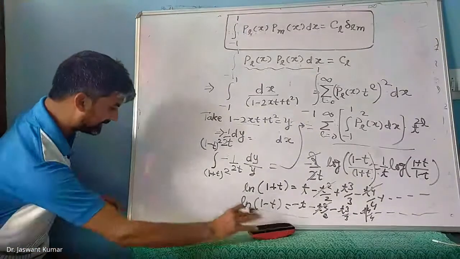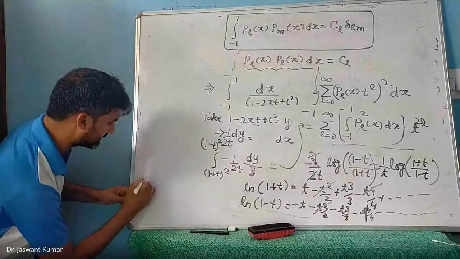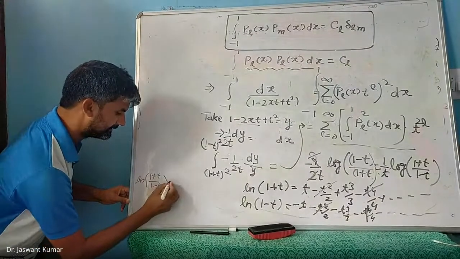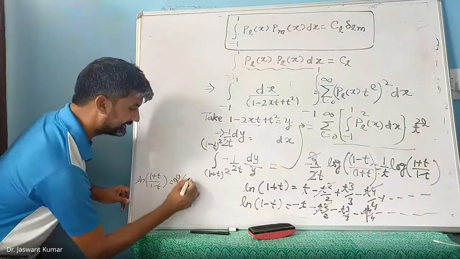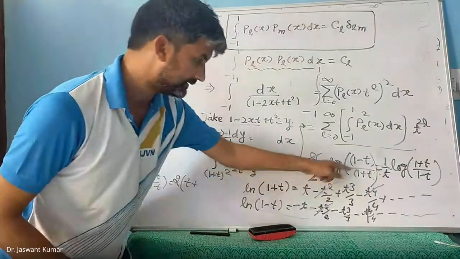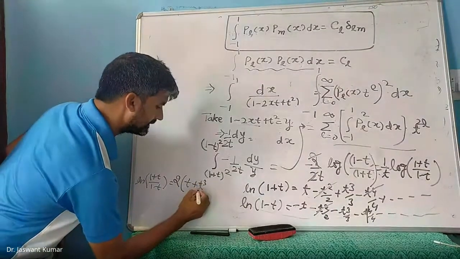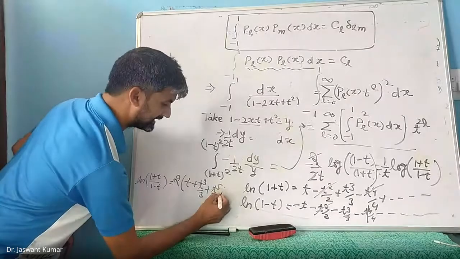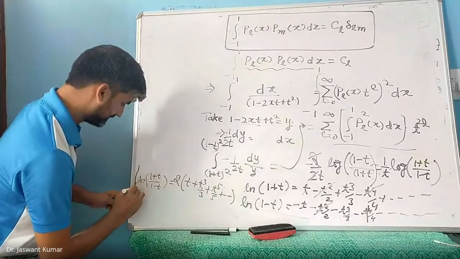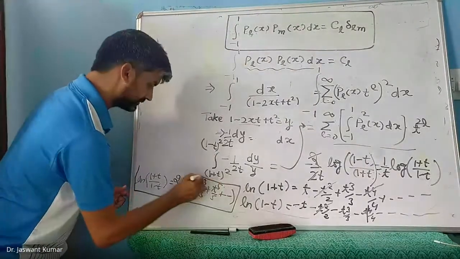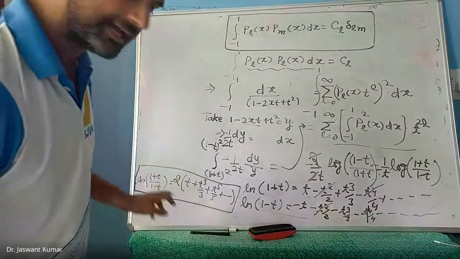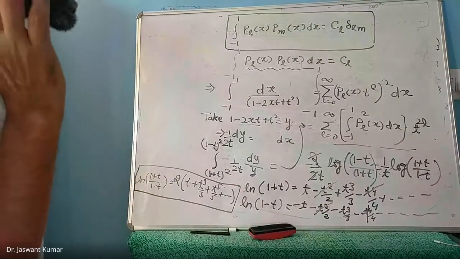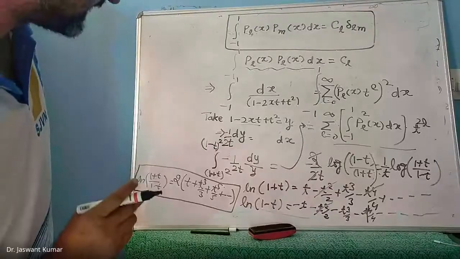Let me write it here once. You can see this logarithm of 1 plus t by 1 minus t will be equal to 2 common, t plus t cube by 3 plus t5 by 5 and so on. Please see this. This is very important. Are you happy with this?